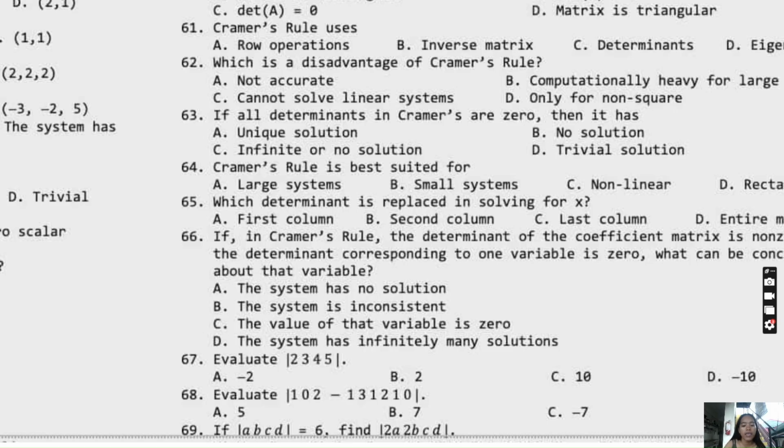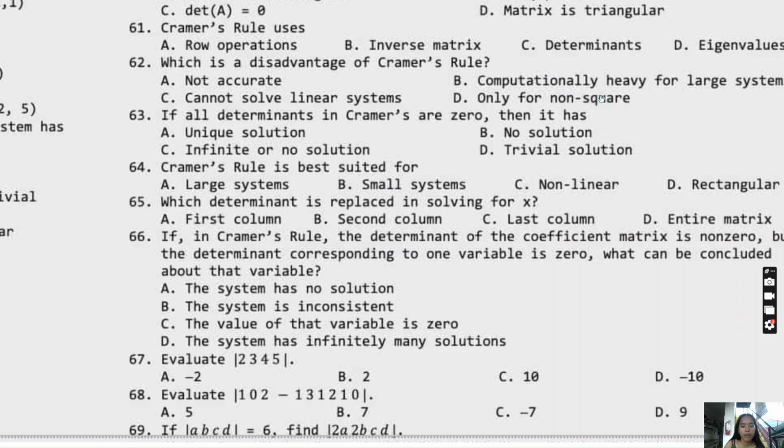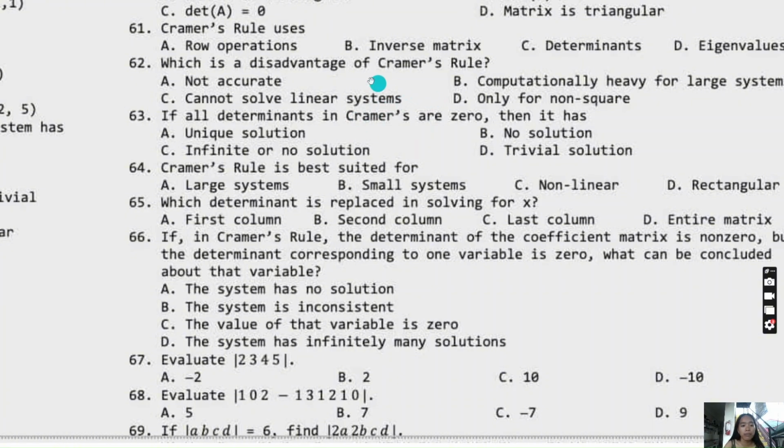In number 61, Cramer's rule uses determinants again, because we cannot proceed without the determinants. That is very important. Next, which is a disadvantage of Cramer's rule? The answer of number 62 is letter B.